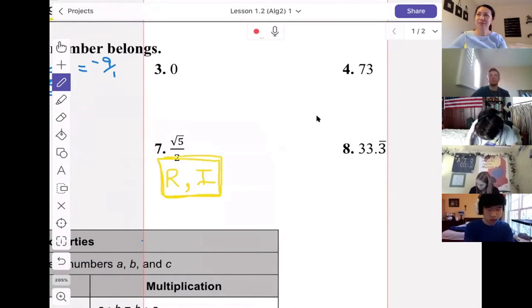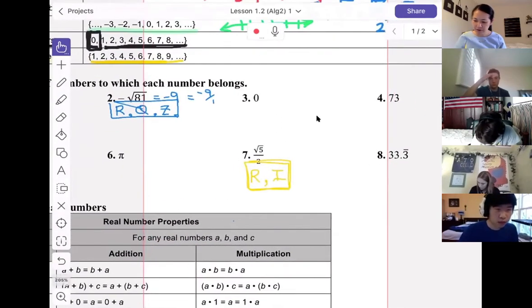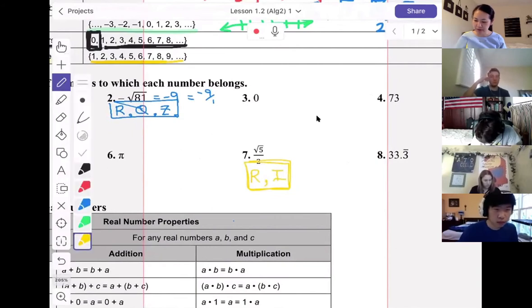Okay, so go ahead. I'm going to have you guys practice with the rest. So I'm going to put you guys into breakout rooms. Let's do, we'll do number 3.